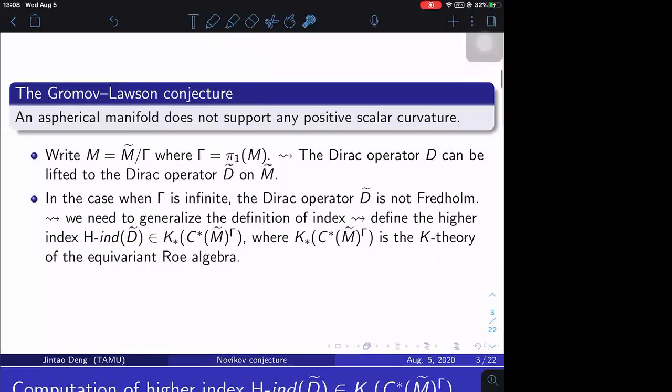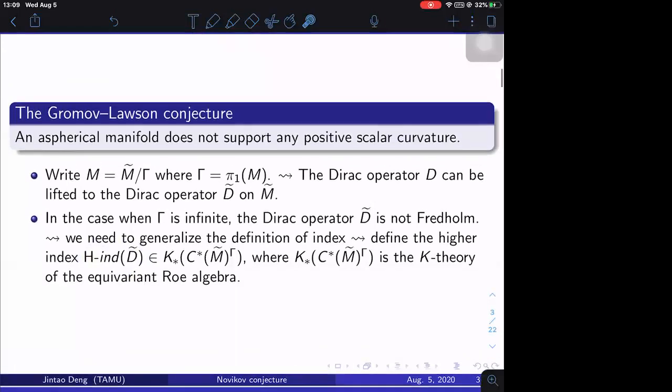So it's actually an element of some sister algebra, which is called the equivariant Roe algebra. I will define this sister algebra later. Which means we care about the Roe index of such a lifting of the Dirac operator.